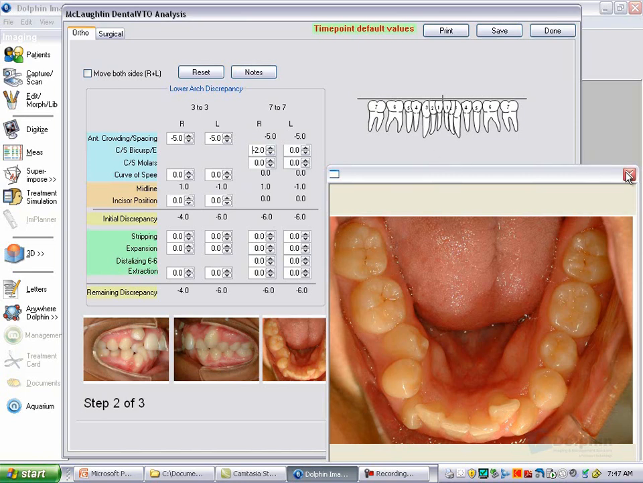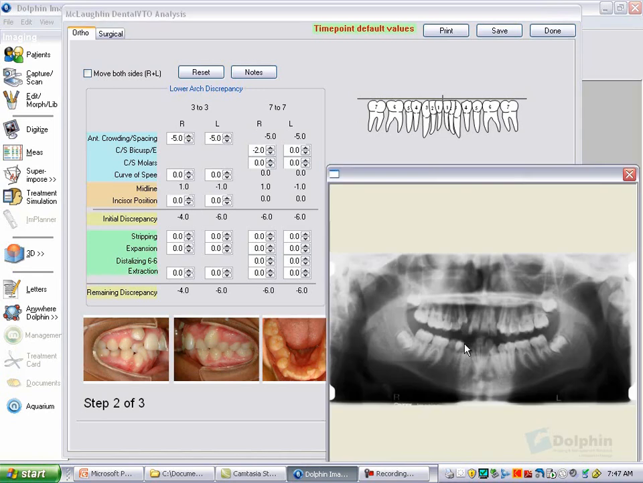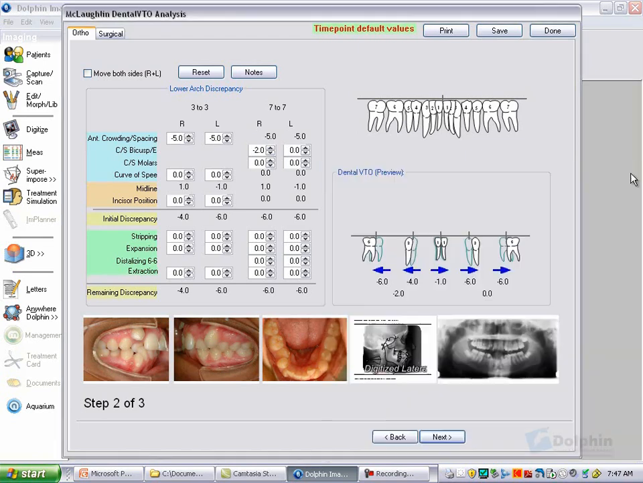Now to evaluate the molars, we go to the Panorex X-ray, which is located in the lower right-hand side of the screen. And the second molars are erupted. They're doing fine. There's no crowding in that area. So we will leave the molar area with 0s. So now we've included the crowding segment of the analysis.